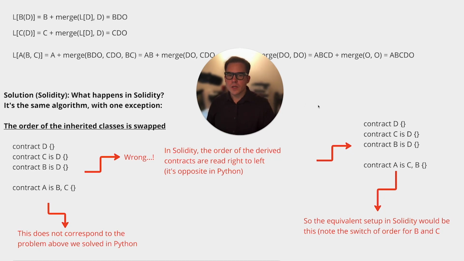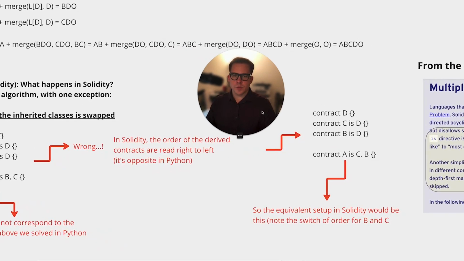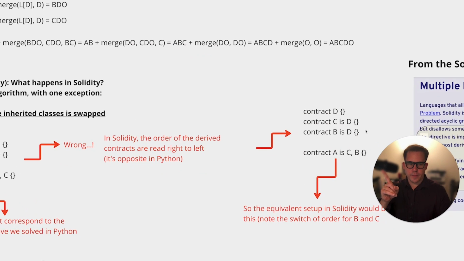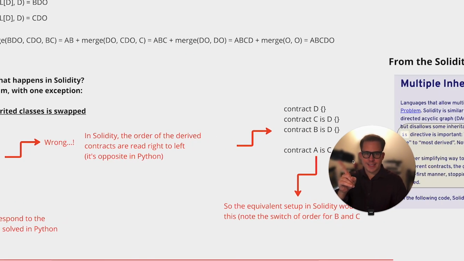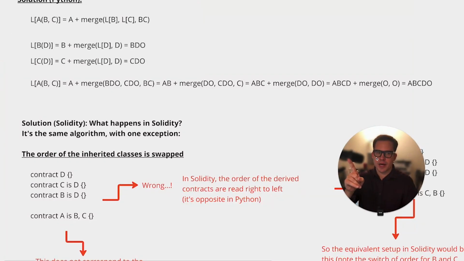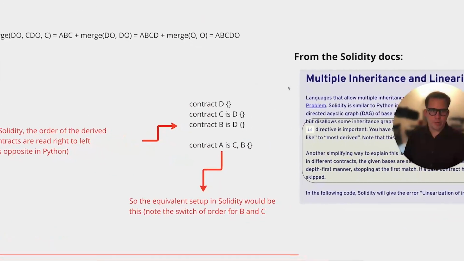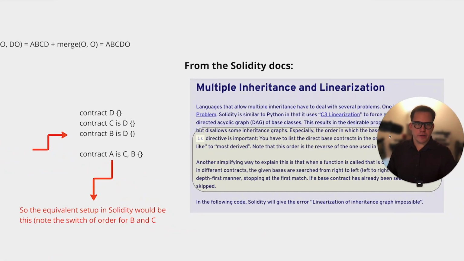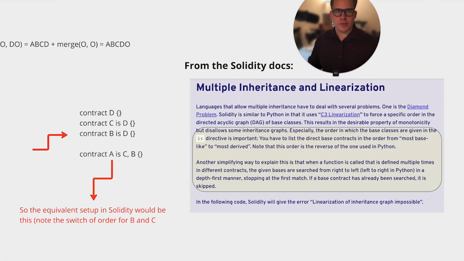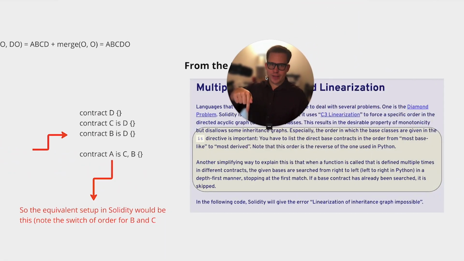Okay? So this would actually be the equivalent setup in Solidity. Okay? That you do A is CB. This will generate the same as the Python one here, A of BC. Other than that, it's the same. Okay? So it also says that in the Solidity docs, by the way. You can go right now to the Solidity documentation and you will see this section that I highlighted right here.